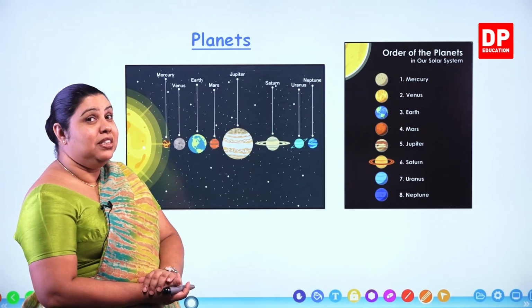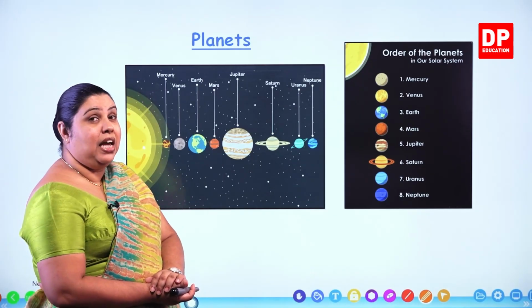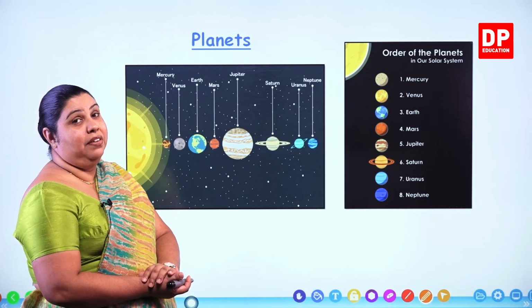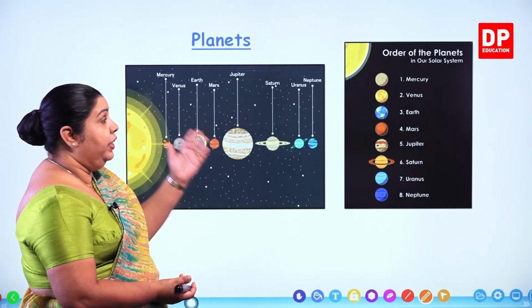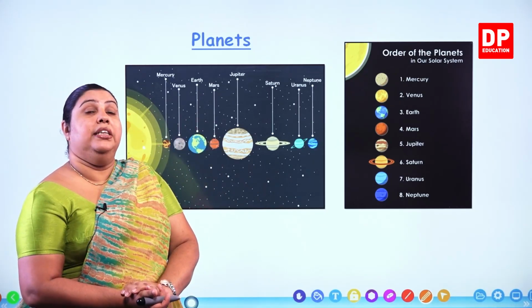We spoke about the sun already. So you know what the sun is and all about the sun we have spoken about in our lesson number 7. So now we have planets also in the sky.